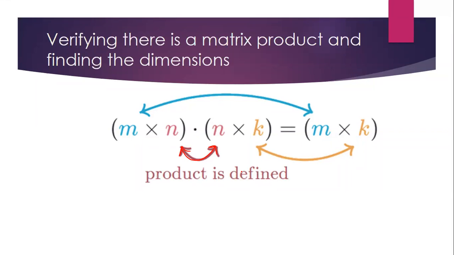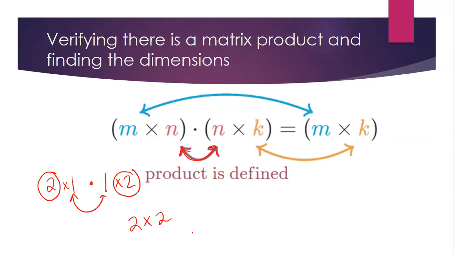So for example, if we go back to our do now, where we had a 2 by 1 multiplied by 1 by 2, notice how the number of columns in the first one matches the number of rows in the second matrix. They're smiling at each other. What's left will be the dimensions of their product. So my product would be a 2 by 2. Okay? And so that's how you verify if there is a matrix product and find the dimensions of it.